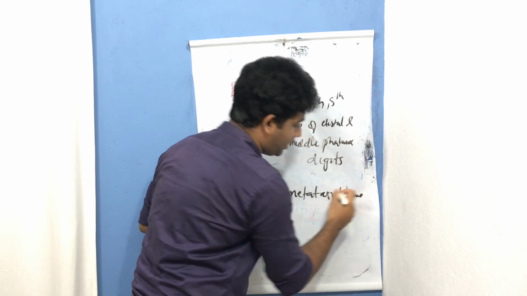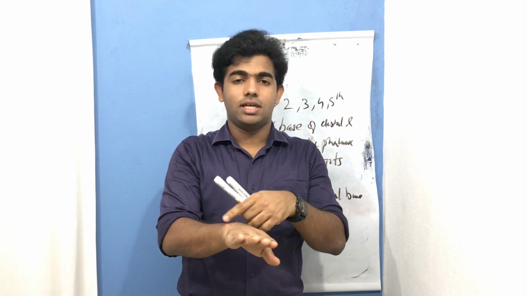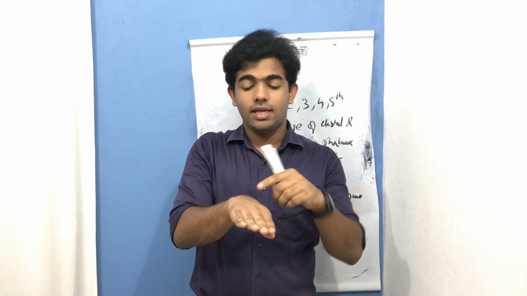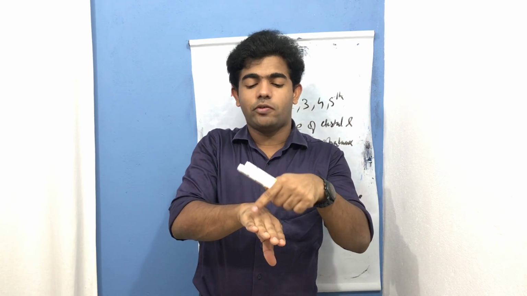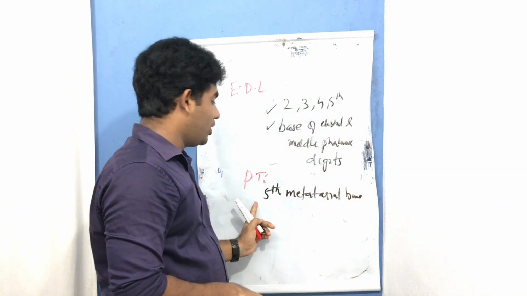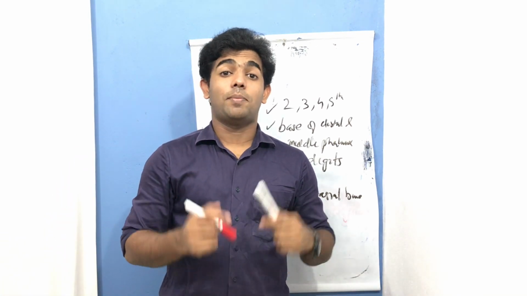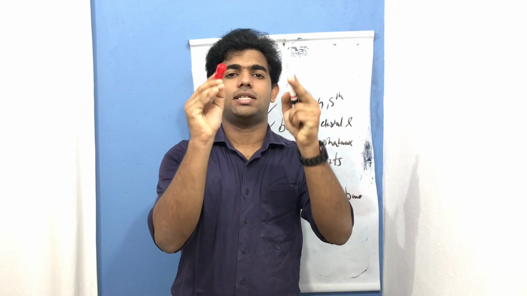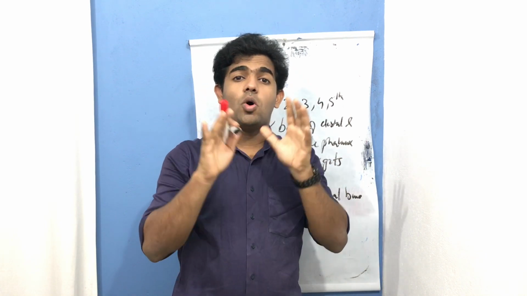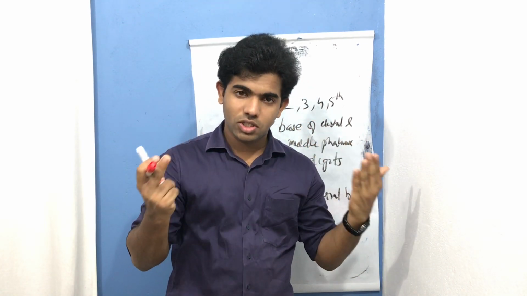The fifth metatarsal bone is seen lateralmost in your foot. If you see, this is the foot, this is the medial aspect, and this is the lateralmost. Corresponding to your fifth digit, you have your Peroneus Tertius attached to the fifth metatarsal bone, the base of the fifth metatarsal bone. That's all about the origin and insertion of this muscle.